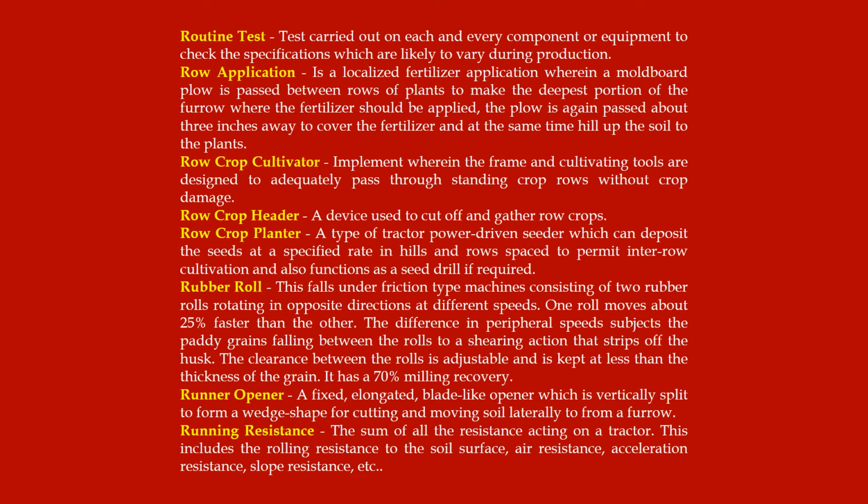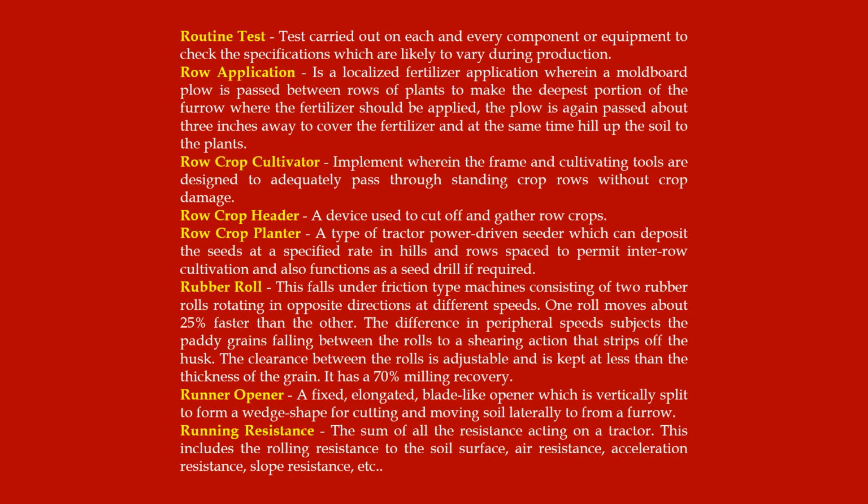Row crop cultivator. Implement wherein the frame and cultivating tools are designed to adequately pass through standing crop rows without crop damage. Row crop header. A device used to cut off and gather row crops. Row crop planter. A type of tractor power-driven seeder which can deposit the seeds at a specified rate in hills and rows spaced to permit inter-row cultivation and also functions as a seed drill if required.